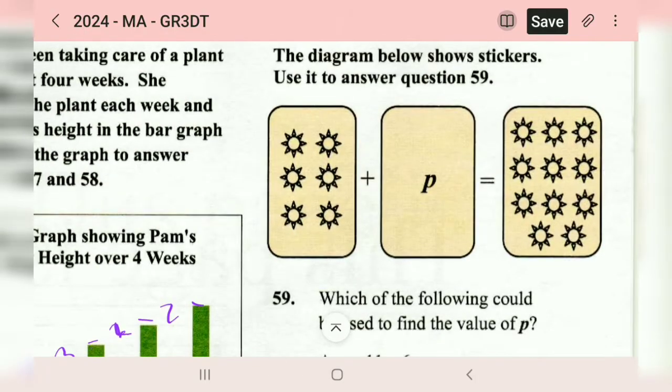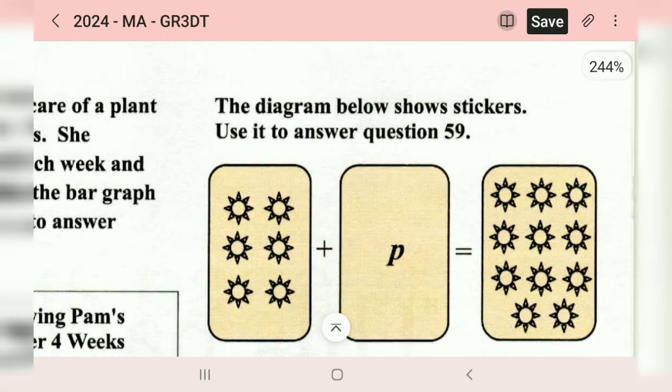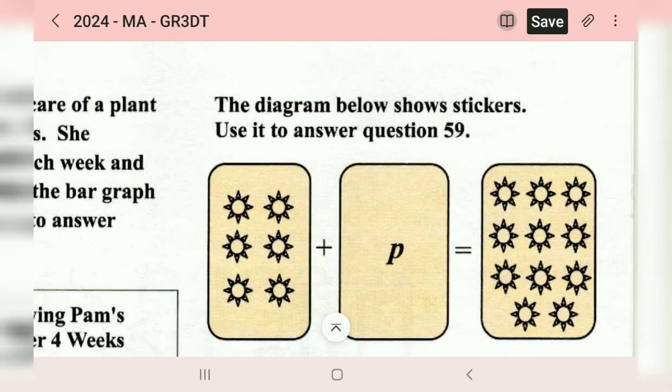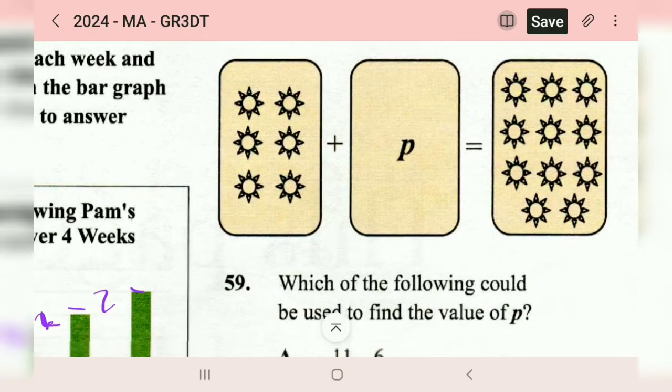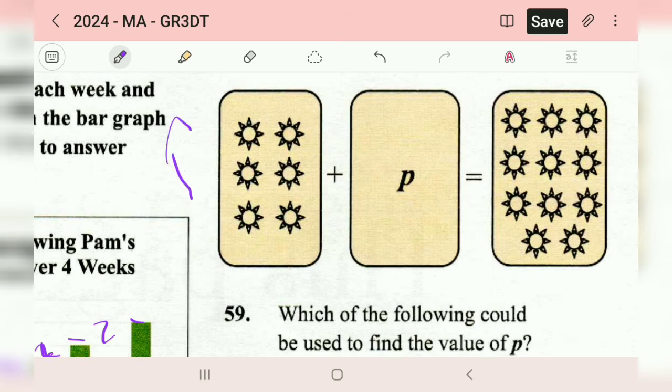59. The diagram below shows stickers. Use it to answer question 59. So this is a repeat. Can I put the big R? I remember this. 1, 2, 3, 4, 5, 6, 7, 8, 9, 10, 11. So 6 plus P equals 11.